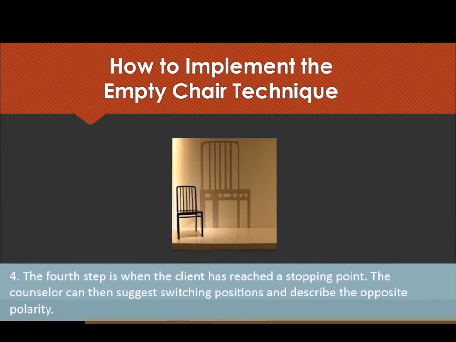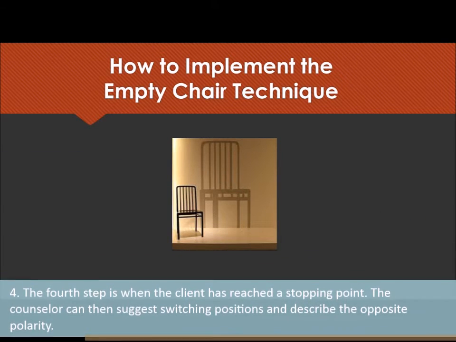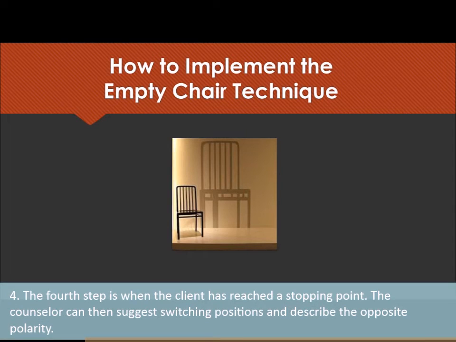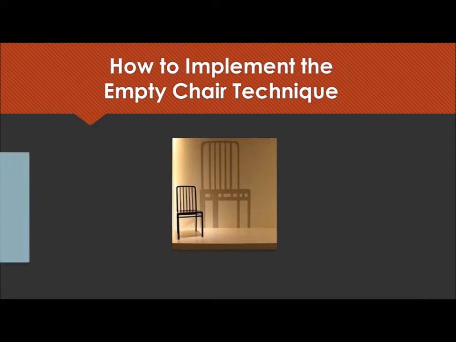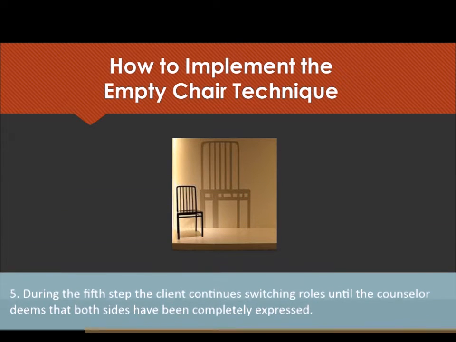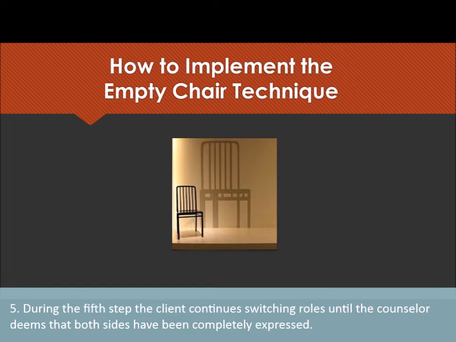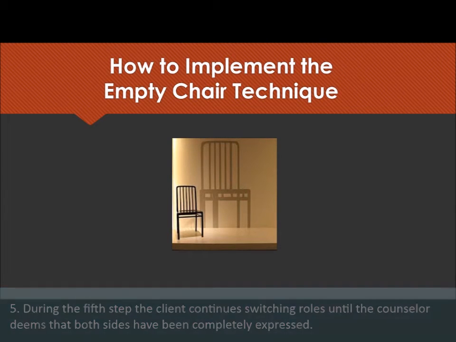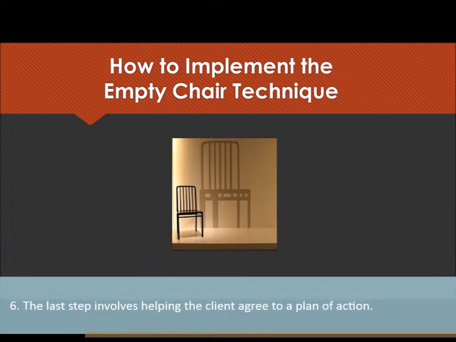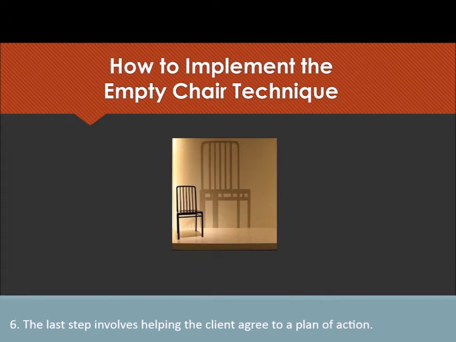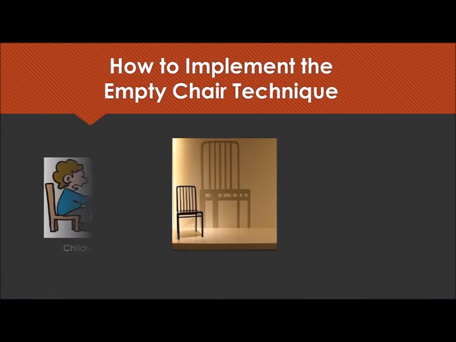The fourth step is when the client has reached a stopping point. The counselor can then suggest switching positions and describe the opposite polarity. During the fifth step, the client continues switching roles until the counselor deems that both sides have been completely expressed. The last step involves helping the client agree to a plan of action.